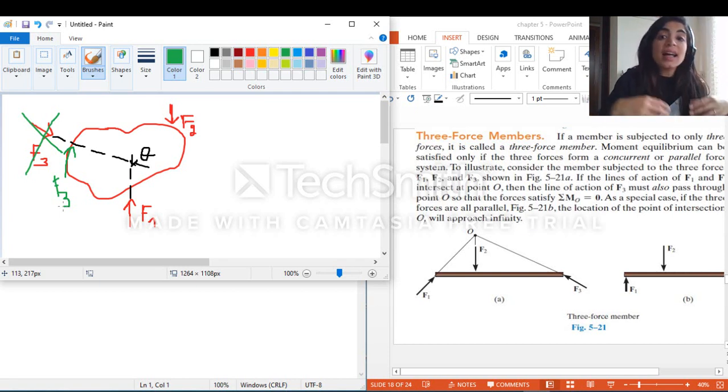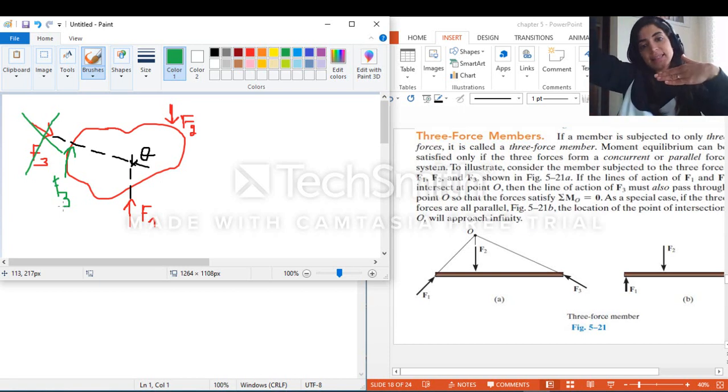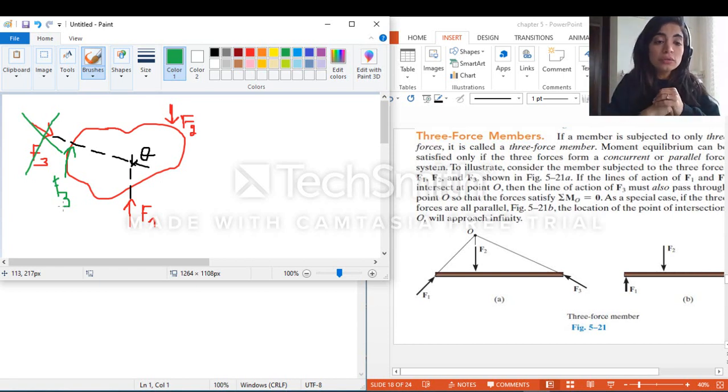So if F3 is not parallel to F1 and F2, this means that F3 is intersecting F2 and it is intersecting F1. So if F3 is intersecting F2, this means, guys, that from the first case of three force members, F1 should also be intersecting F3 and F2, and this is impossible because F1 is parallel to F2, which means that F3 could not be intersecting F2 or F1, and this means that F3 is parallel to F1 and F2.